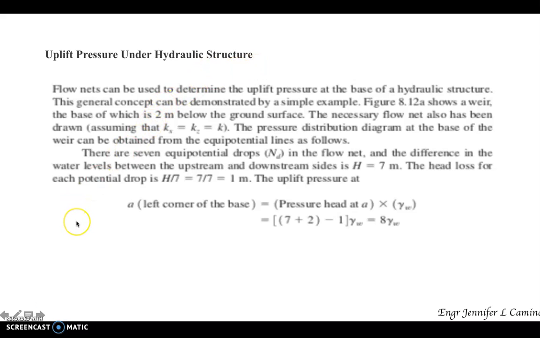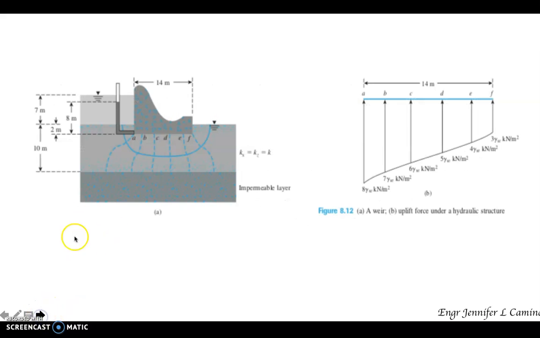The general concept can be demonstrated by a simple example. We have here a weir which has a base 2 meters below the ground surface. The necessary flow net has been drawn, so we have K sub X, K sub Z is equal to K. Meaning the horizontal and the vertical, the parallel flow and the normal flow, have the same hydraulic conductivity or permeability coefficient. In this figure we have the upstream side and the downstream side. The difference in elevation between the upstream side and the downstream side is 7.